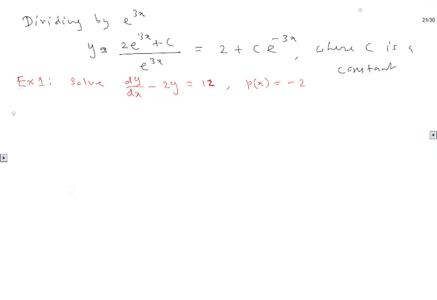Example number 2: solve dy over dx minus xy equals e to the x plus x squared over 2, along with y(0) equals 1. Let's put an initial condition as well. It looks scary, is that right? e to the x plus x squared over 2, but let's see what's going to happen. You're going to see something interesting here.